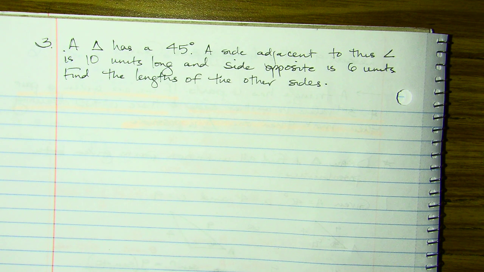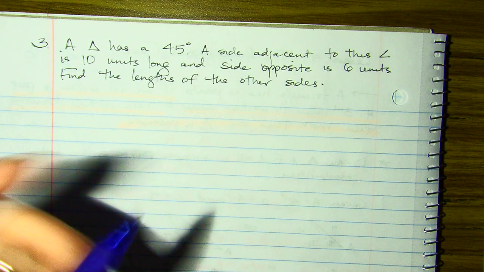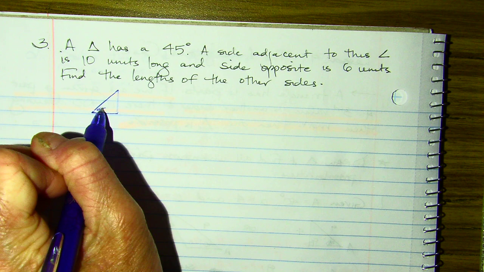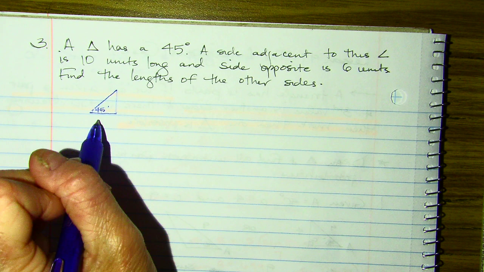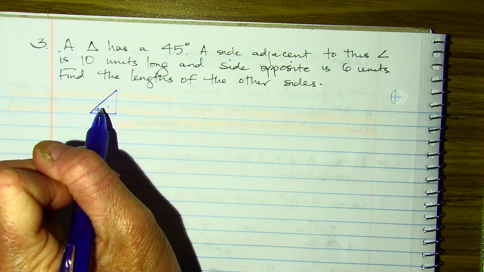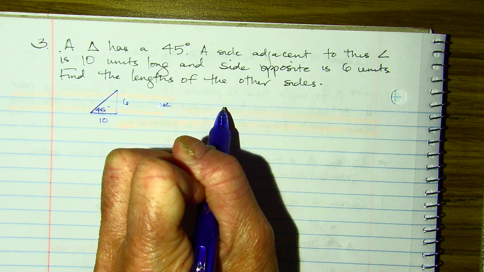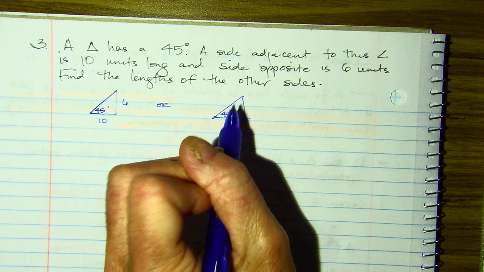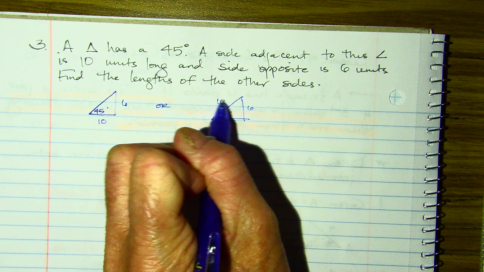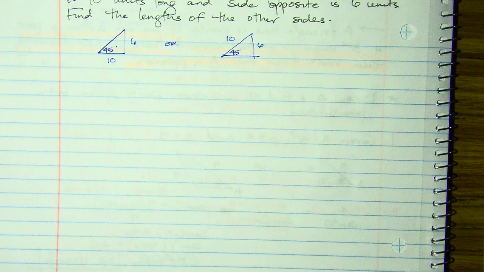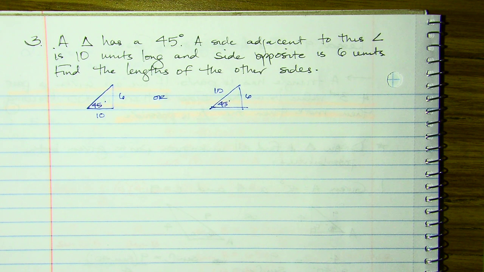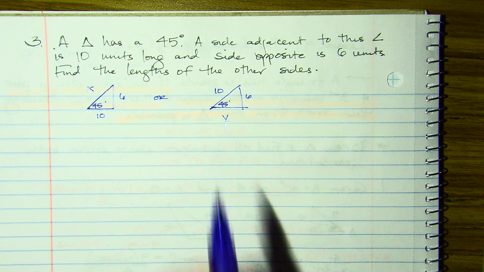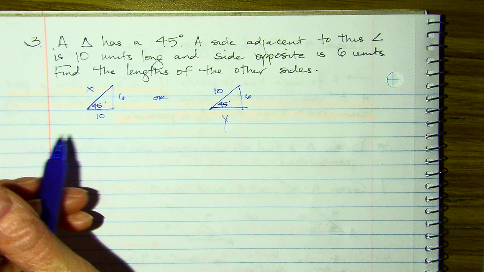So I like to draw a picture. So picture this. They're saying a triangle has a 45-degree angle, and a side adjacent to this is 10, and a side opposite is 6. Or, right, if this is 45, a side opposite is 6, but this could be your adjacent side. So there are two possibilities here, and so I'm looking for both this side and this side, if possible. So I'm going to start over here.